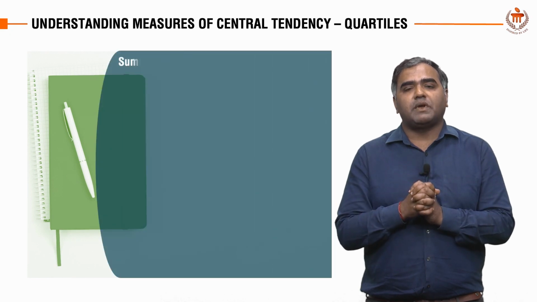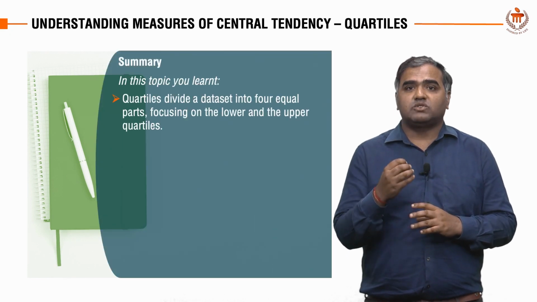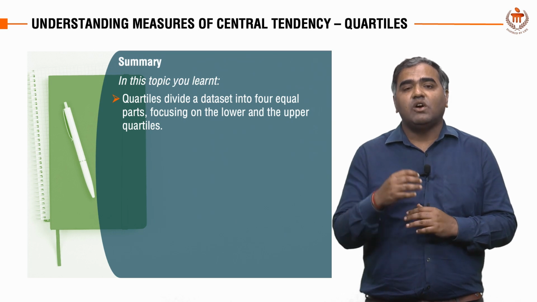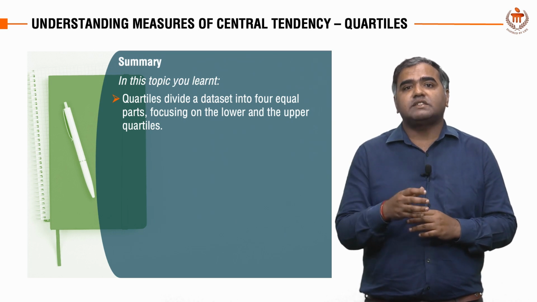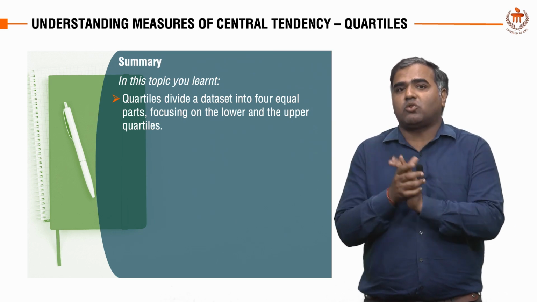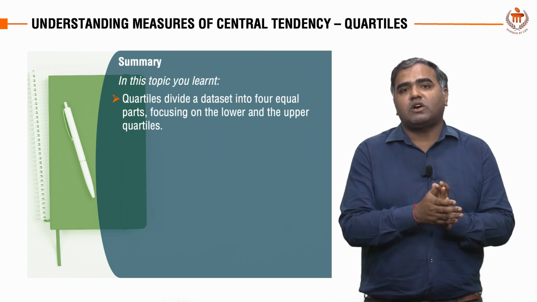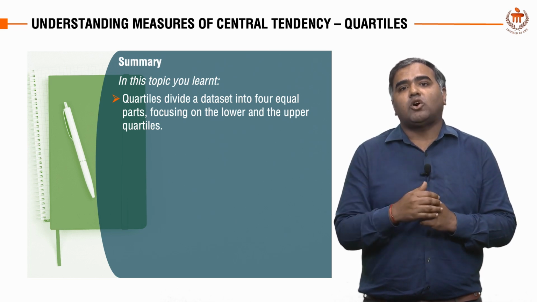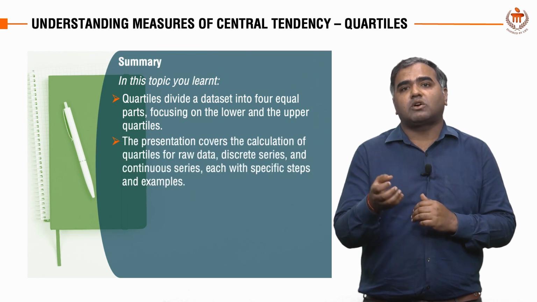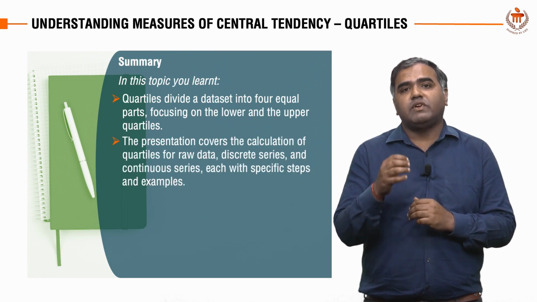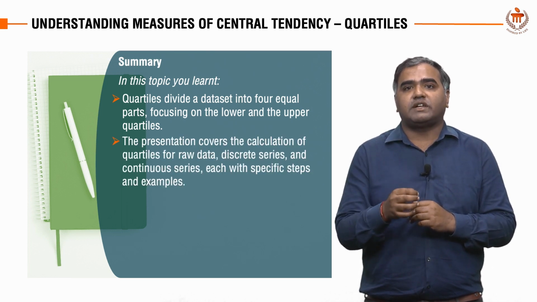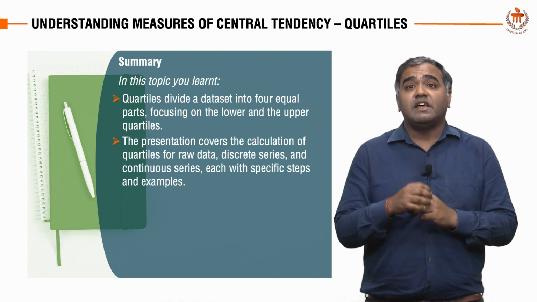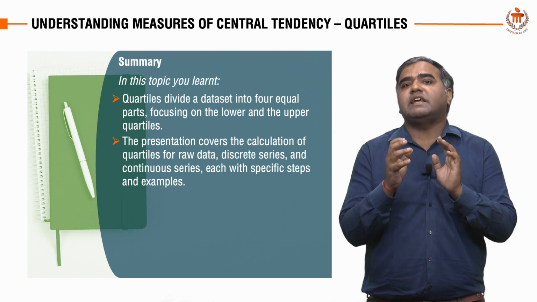So in this topic, we have learnt about quartiles. Quartiles divide the data sets into four equal parts, focusing on the lower and the upper quartiles. When we say lower quartile, it is Q1. When it is upper quartile, it is Q3. Here we have discussed how we can calculate quartiles for raw data, for discrete series, and for continuous series, each with specific steps and examples.